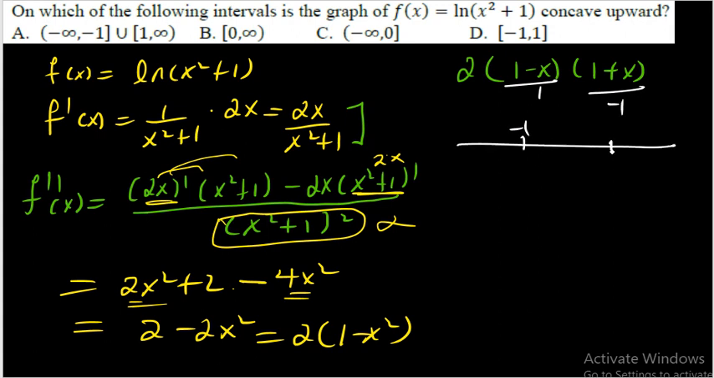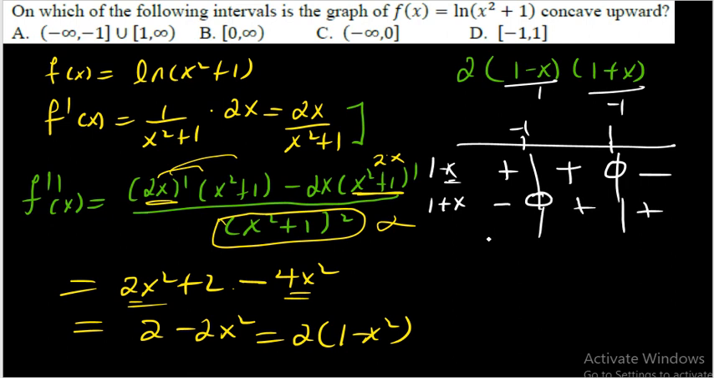At negative 1 and 1 there will be 0, and the two factors are 1 minus x and 1 plus x. The upper part will be 0 here, and less than it is positive, take care, and greater than it is negative, because the coefficient of x is negative. And the second part will be 0 at -1, then negative, positive, positive. And then we can see now the product is negative, positive, and negative.